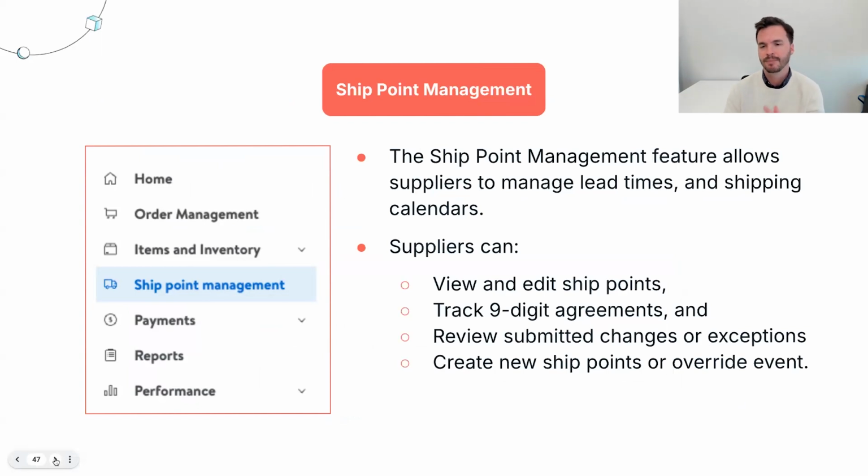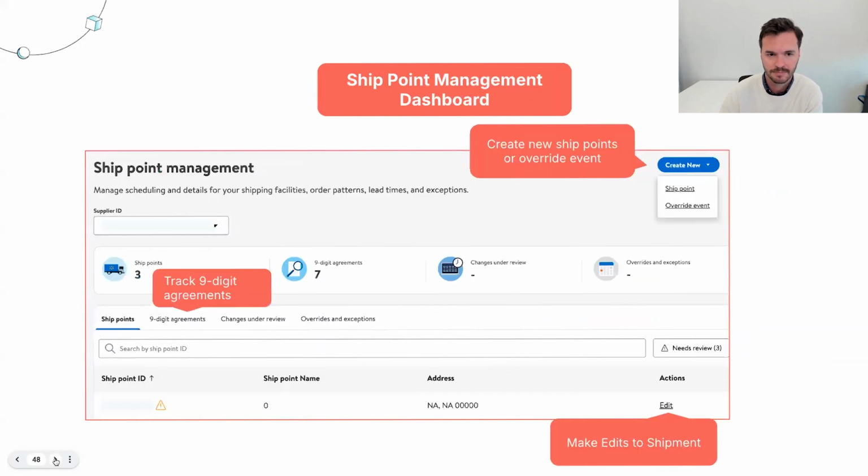So what is it that you're actually doing here? Well, you're managing lead times and shipping calendars. This is the stuff that the TSPC 2.0 is really important for as well. How can you set up a new ship point? Here you can do a lot of that too. View and edit ship points. You can track the 9-digit agreements, review submitted changes or exceptions, and create new ship points or override events. So a lot of the stuff that you can do or would have done in the TSPC 2.0 or in Aspen is just kind of migrated here.